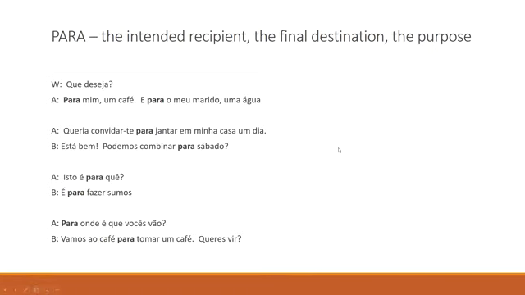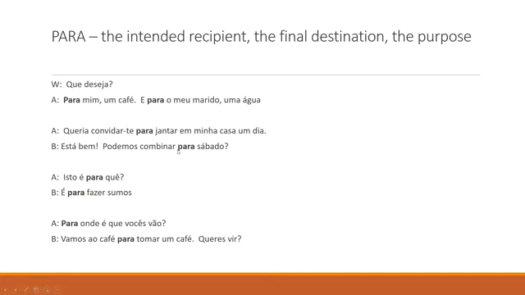The second little example here, I've got 2 friends having a chat. "Queria convidar-te para jantar à minha casa um dia." "Está bem, podemos combinar para sábado." So I'd like to invite you to have dinner at my house one day. Okay, we could arrange for Saturday. So here, para is saying, I want to invite you. Why? What's the purpose? The purpose is in order to have dinner at my house.